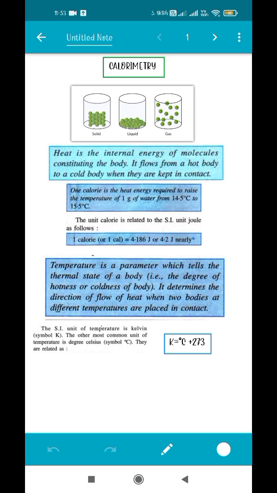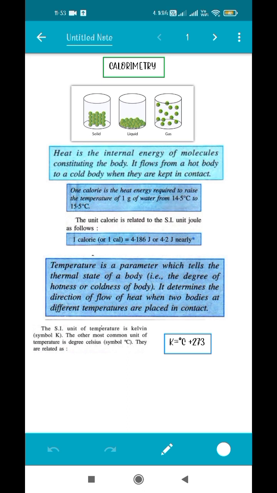Now what is temperature? We generally tend to think that heat and temperature are the same thing, but they are completely different. Temperature is a parameter or a value through which we can understand the degree of hotness or coldness of an object. That means how hot it is or how cold it is. It has a particular measurement. We measure it using a thermometer.